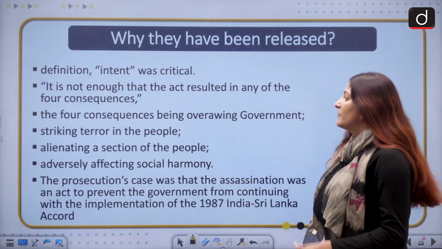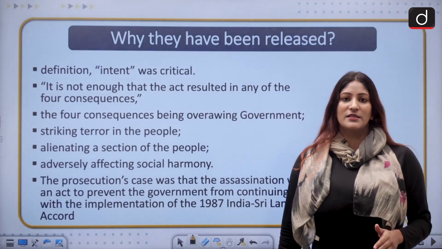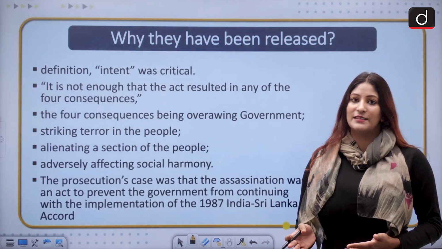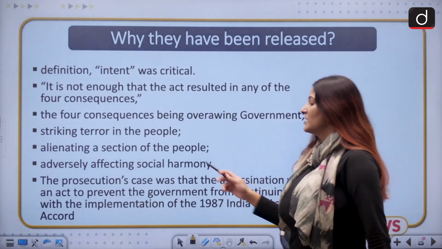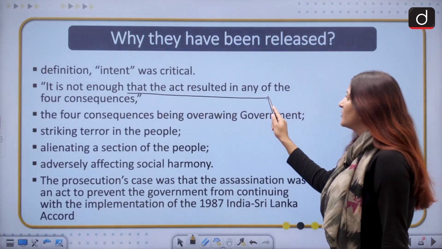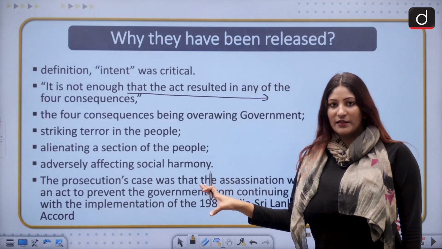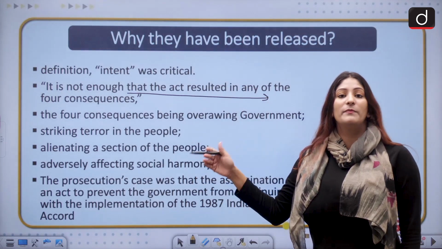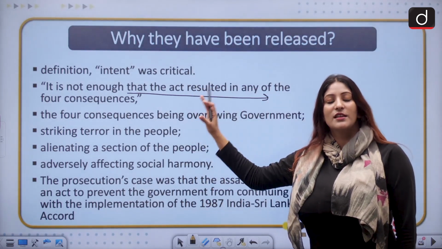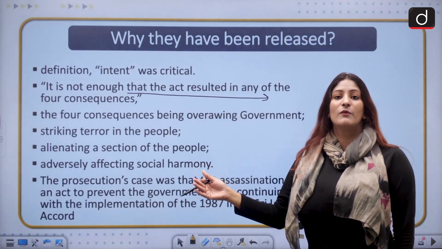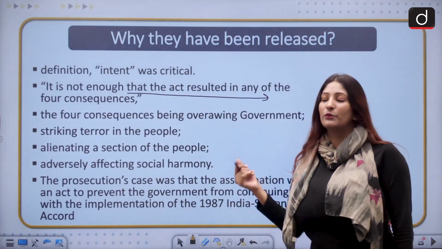First, it is not enough, according to Justice K.T. Thomas, who was also on the 1999 bench of the Supreme Court under the same case. It is not enough that the act resulted in any of the four consequences. He said that the act which was undertaken to assassinate Rajiv Gandhi does not mean that this was the intention, and this was the major reason why Section 3 was, we can say, overruled.